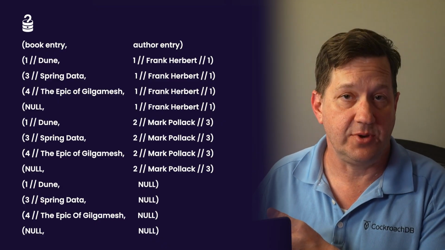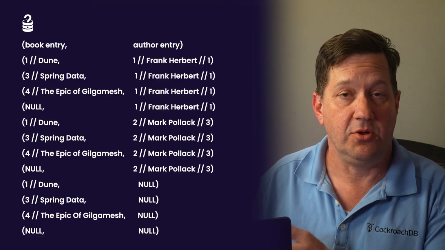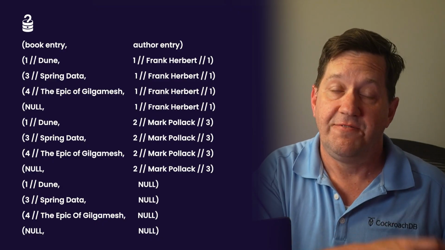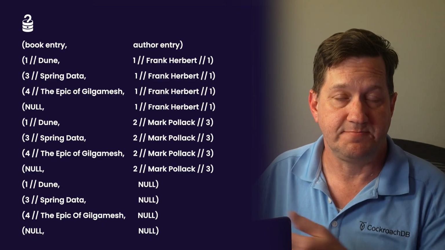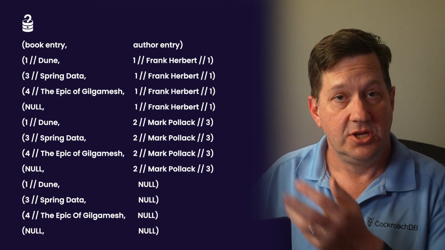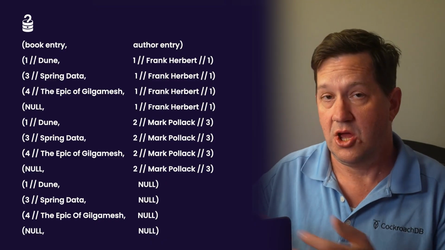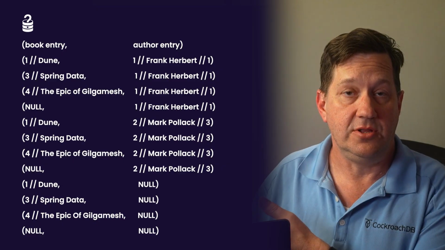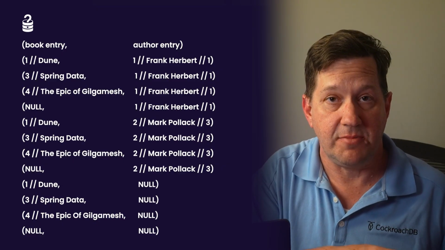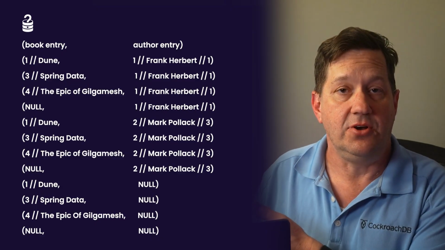And then we'd have 1, Dune. 2, Mark Pollack, 3. 3, Spring Data. 2, Mark Pollack, 3. 4, The Epic of Gilgamesh. 2, Mark Pollack, 3. Null, 2, Mark Pollack, 3. And then 1, Dune, null. 3, Spring Data, null. 4, The Epic of Gilgamesh, null. And finally, just null and null. This is the Cartesian product.